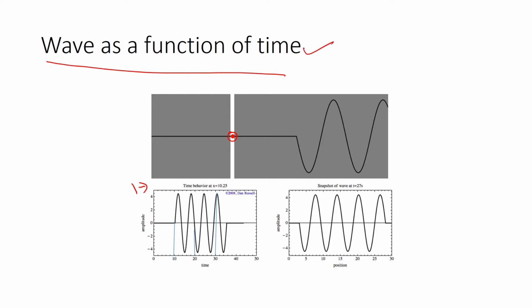If a wave is not a function of time, if it is just a function of space, then for every time it would be receiving the same value, but that is not the scenario. It is experiencing different intensities at different time instants. Therefore, a wave is a function of time. Similarly, in the second graph, which I have captured at time t equals 27 seconds, I have plotted the amplitude versus position. This is the position.